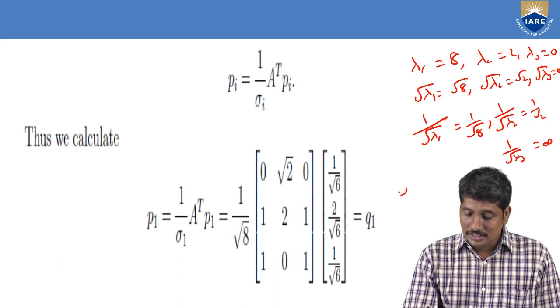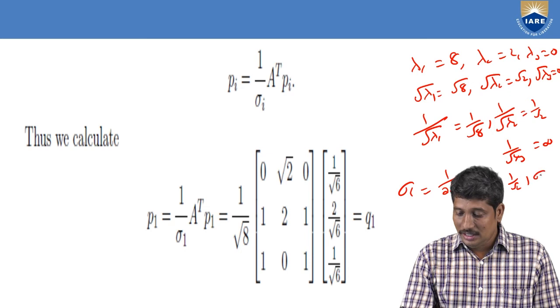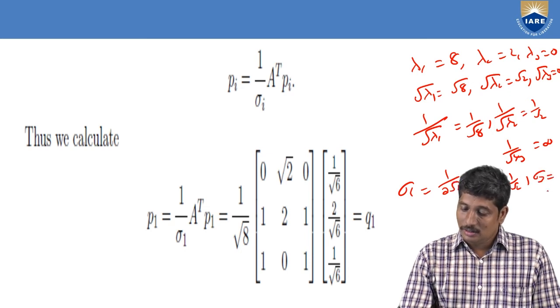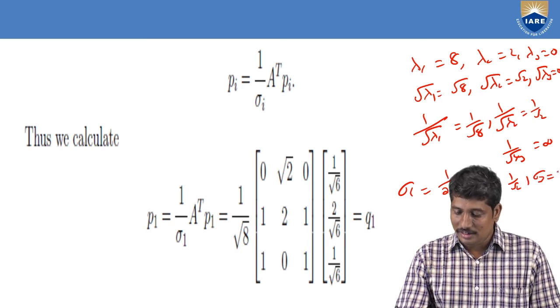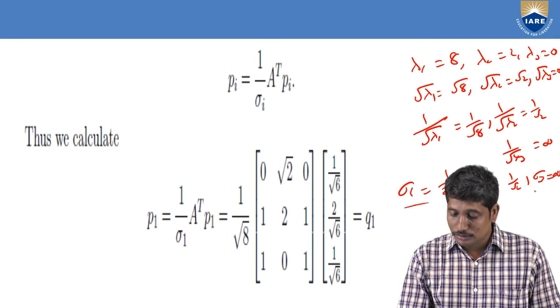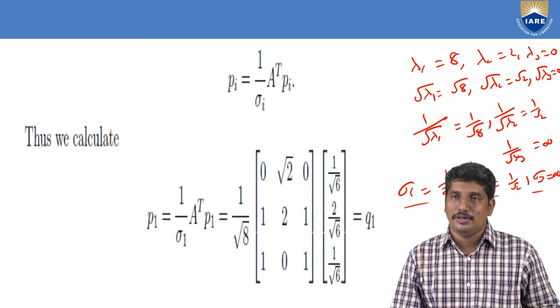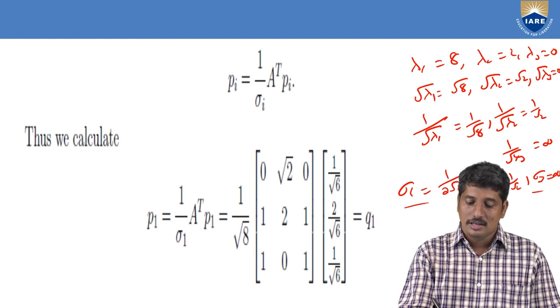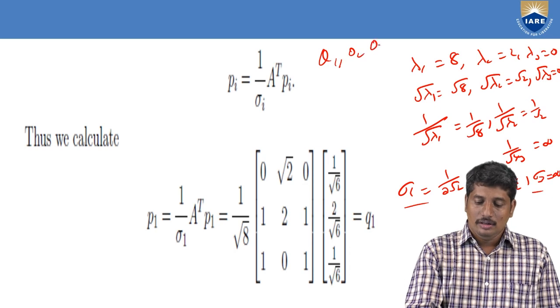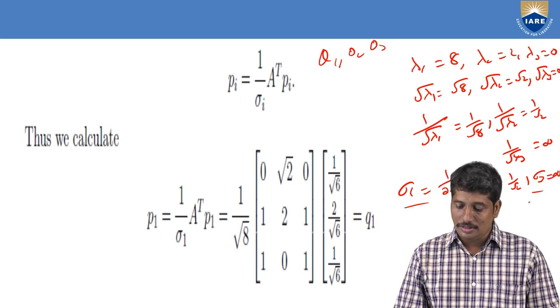So these are called sigma. Sigma 1 is 1 by root 8, that is 1 by 2 root 2. Sigma 2 is 1 by root 2. And sigma 3 is undefined, infinity. So these are sigma 1, sigma 2, sigma 3. This way we calculate the singular values, which in the previous problem we discussed as theta 1, theta 2, theta 3. But here we can also use the symbol sigma 1, sigma 2, sigma 3.